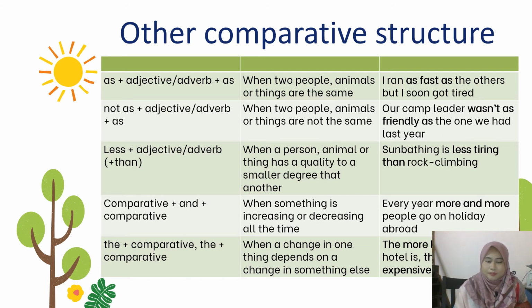Okay, next form is less plus adjective, adverb, and then sometimes we put than at the back. Sometimes we leave than at the back. So that's why I put than in bracket. So we use them when a person, animal, or thing has a quality to a smaller degree than another. For example, sunbathing is less tiring than rock climbing.